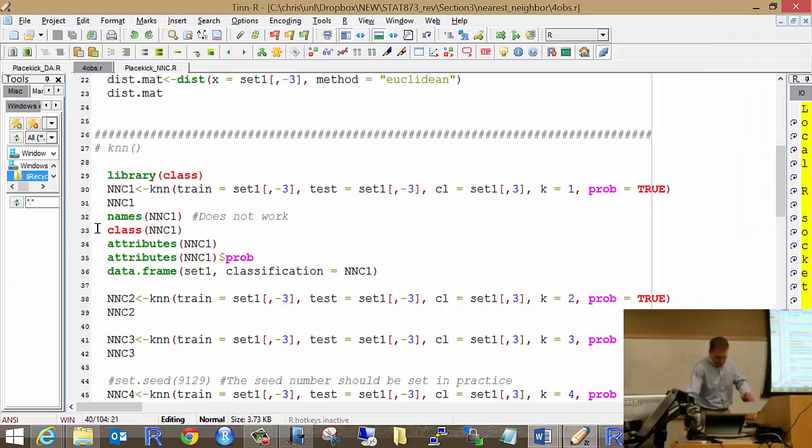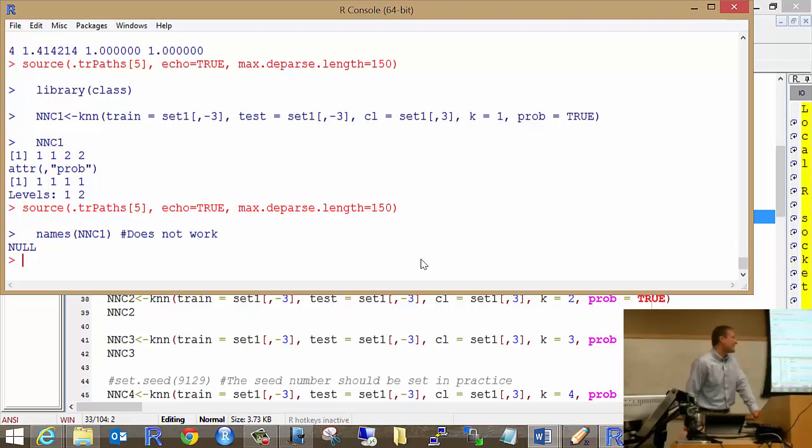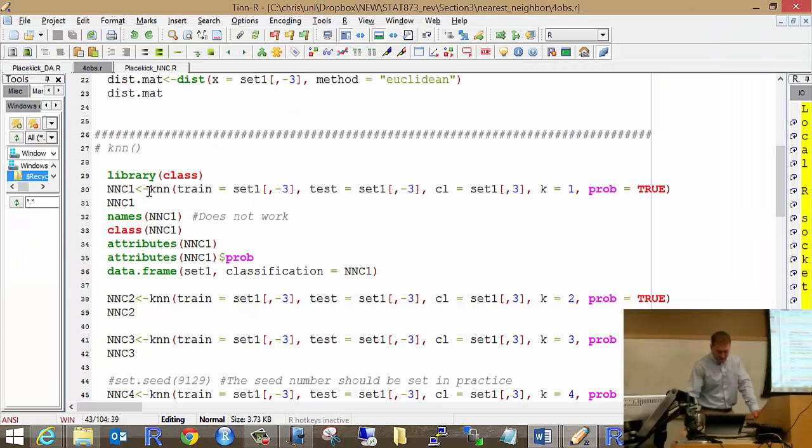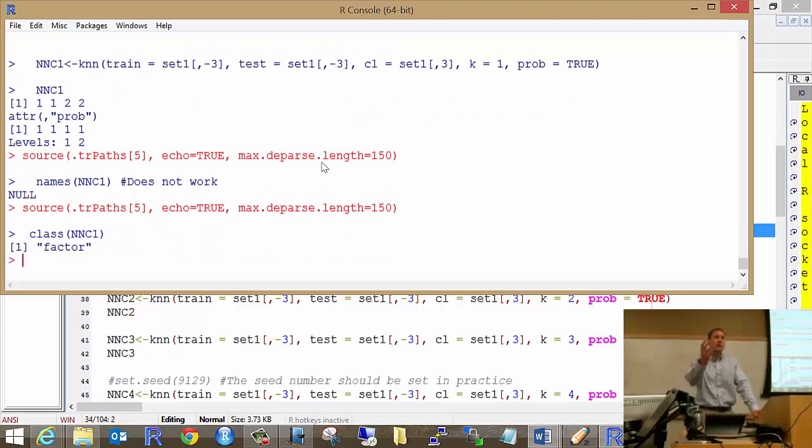So, oftentimes whenever we get an object like this from a function, we use the names function on it. And we can see if I say names NNC1, I have null. That's because this is not a list. When we were doing stuff with many of the other functions, such as printcomp, we would have a list returned to us. Instead, it's a factor that's returned to us. And so if I say class NNC1, you see it's called a factor. We've talked about factors. Actually, I think it was in the last class. Just a way to represent a categorical variable.